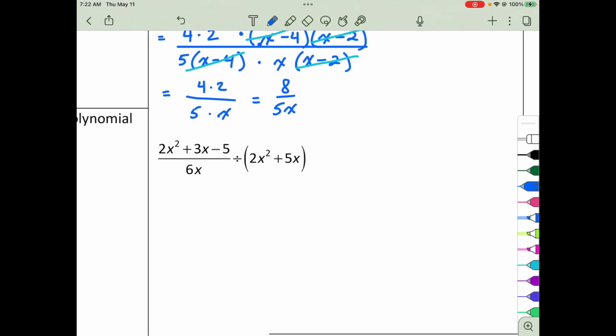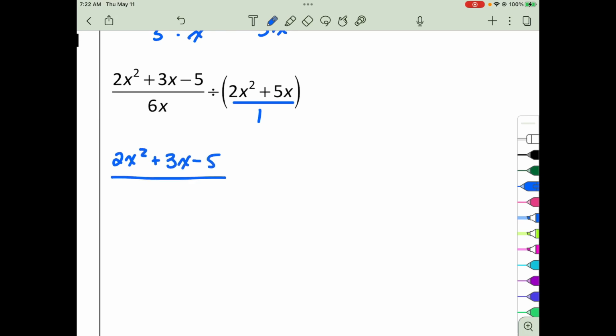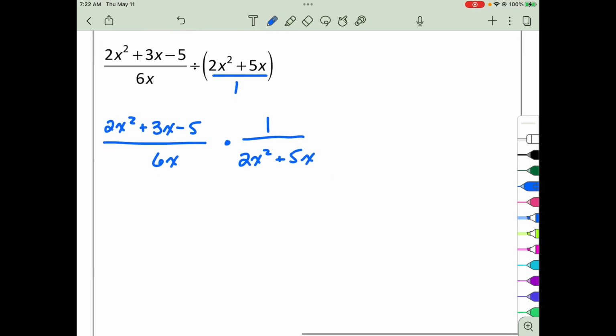Now let's go ahead and look at the next line. So here we're dividing a fraction by a whole number. So we're going to put this over 1. And we're going to rewrite this. We have 2x squared plus 3x minus 5 over 6x times, and then the reciprocal, so 1 over 2x squared plus 5x. Go ahead, pause, and factor each of these, and then come back, and we will cancel and go over it.